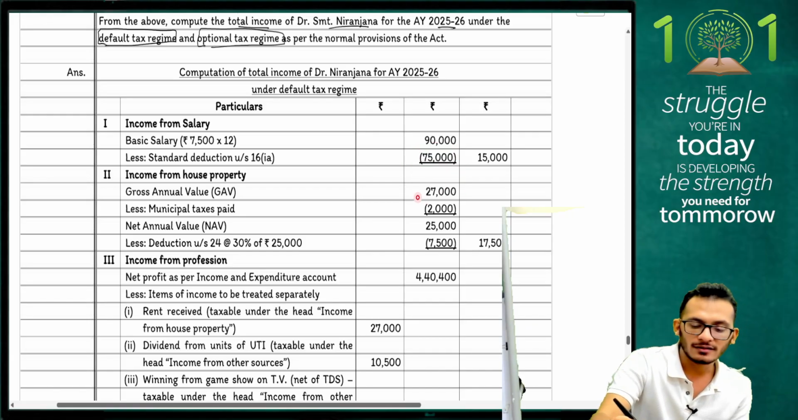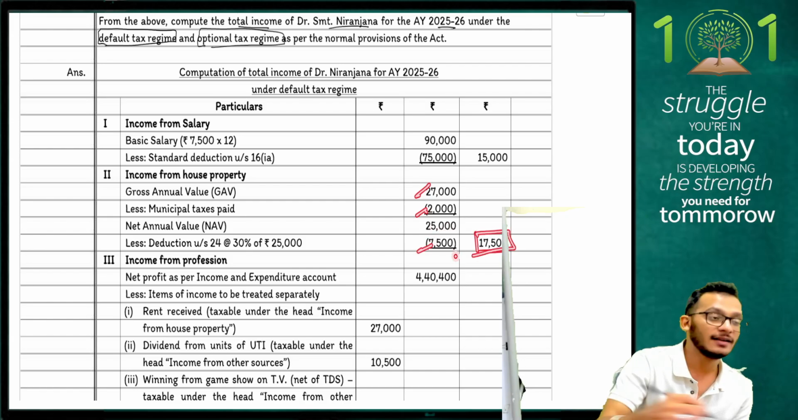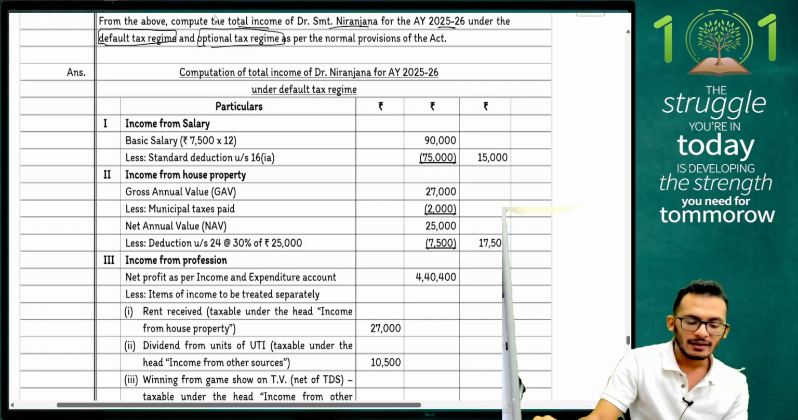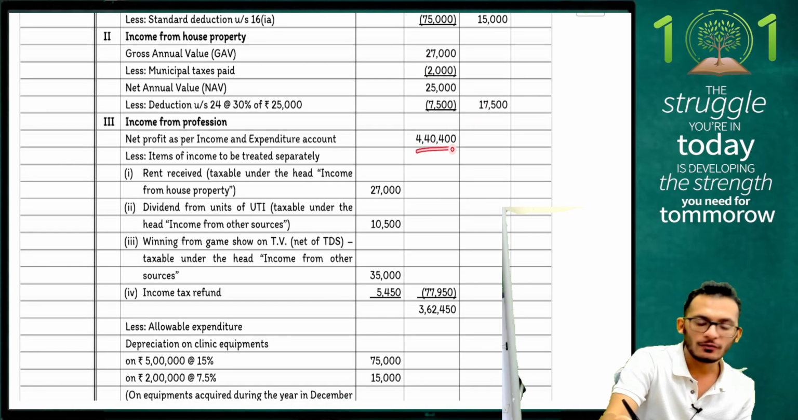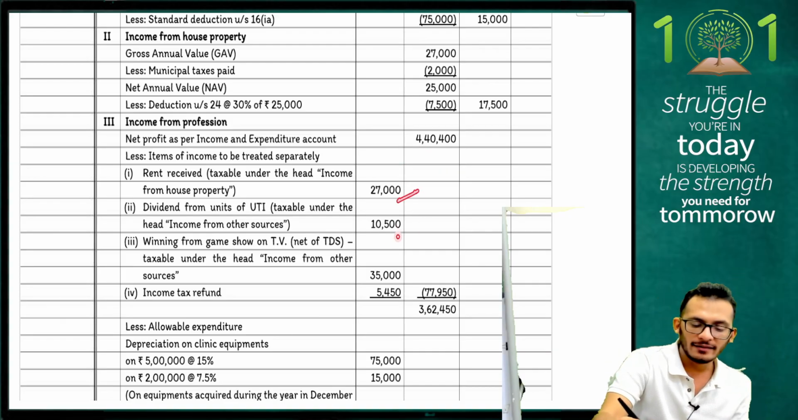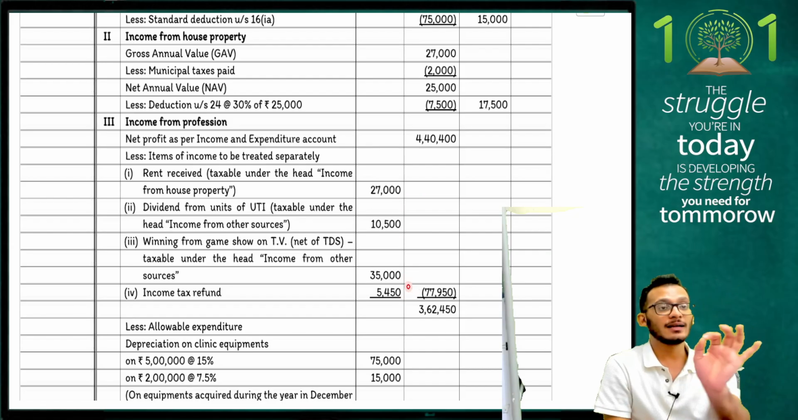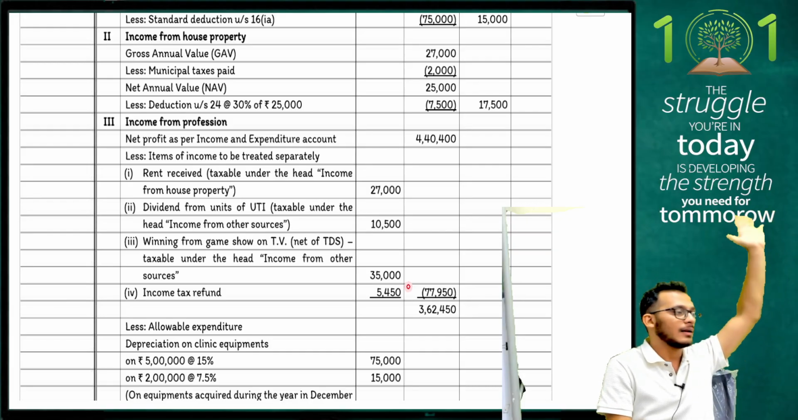Then you will take your gross annual value, reduce your municipal tax, reduce your 30%. You will get 17,500 as your income from house property. Coming to PGBP, what all we discussed? We took 4,40,000. I first removed all my income statements. I had rental income, dividend income, winnings income, and income tax refund. I removed the exact numbers in my P&L as it is.